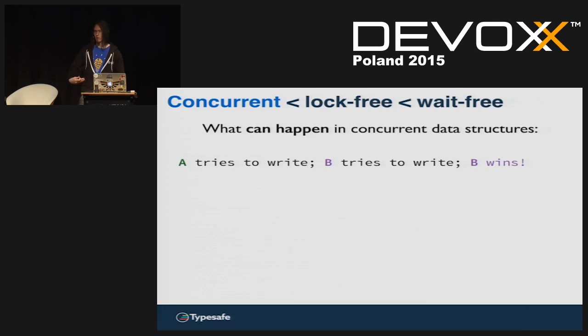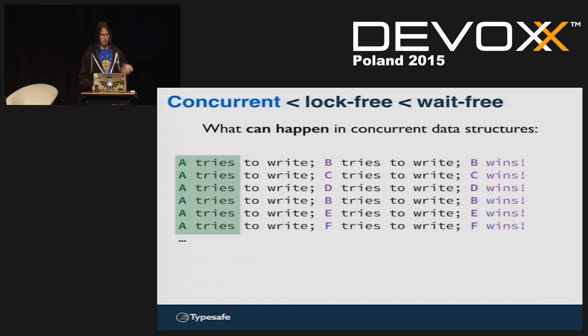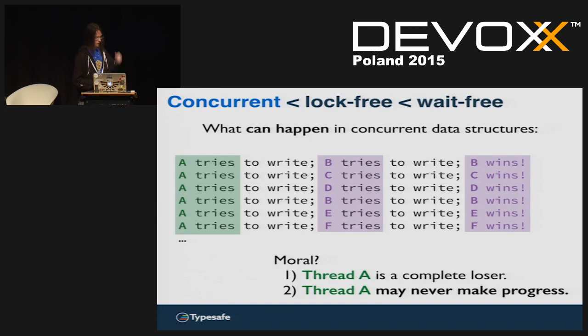Whoever wants to perform the write needs to take a lock. So A tries to write, B tries to write, B wins, and A tries to write again, D wins, and again, and again. You see A is retrying all the time, and other threads are successfully winning. So what is the moral of this example? There are two. One is that thread A is a complete loser. The second one, thread A may never make progress. While this is not strictly the best way to show it, I think it's very visual.